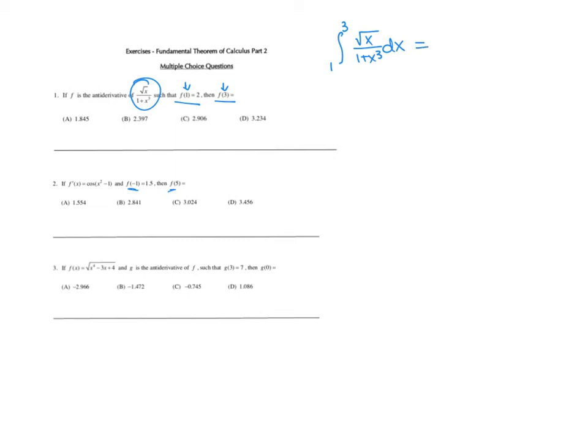So we need to finish this expression here. We know that f is the antiderivative of this expression. So if f is the antiderivative, then this integral should be equal to f of 3 minus f of 1, because that's how we would evaluate this. If we could take the antiderivative of root x over 1 plus x cubed, we would plug in the top number, and we would plug in the bottom number, and we would subtract in the middle. But here, we don't know what the antiderivative of root x over 1 plus x cubed is.